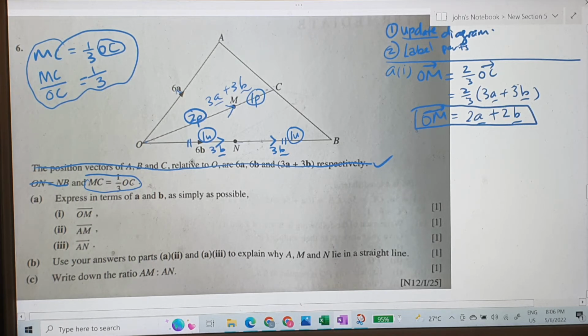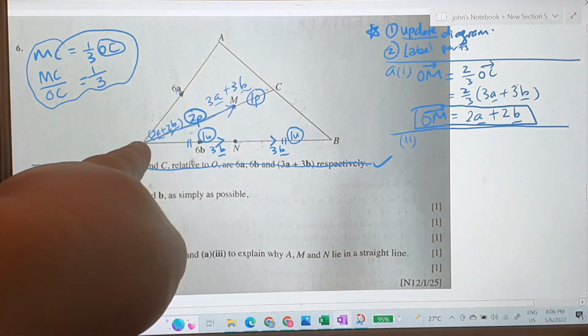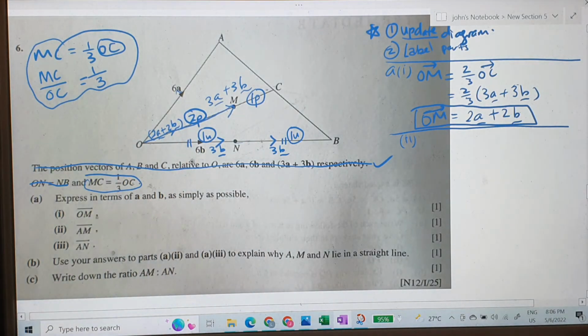Okay, now next, actually I would want you to label the answer here. Okay, so you write here 2A plus 2B. Here to here is 2A plus 2B. Okay, now next part 2. This is what I mean by update your diagram. Alright, so that you know that OM, this vector is 2a plus 2b. You will need it later, so this is done already.